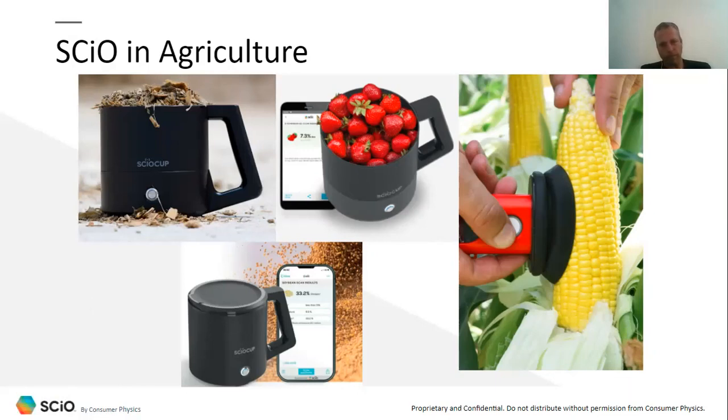Today, SCiO Cup is being used for analyzing animal feed like forage and other materials. It's used to analyze all kinds of grains like soybeans, wheat, corn, and barley, and others. It's used to analyze all types of fruits, so berries, for example, like strawberries or blueberries. This is a relatively new calibration that we launched about a year ago.